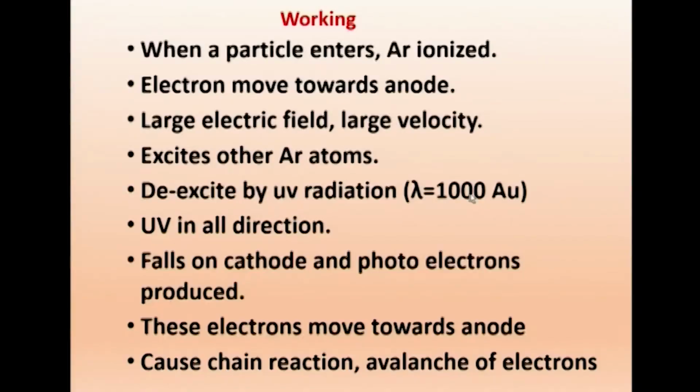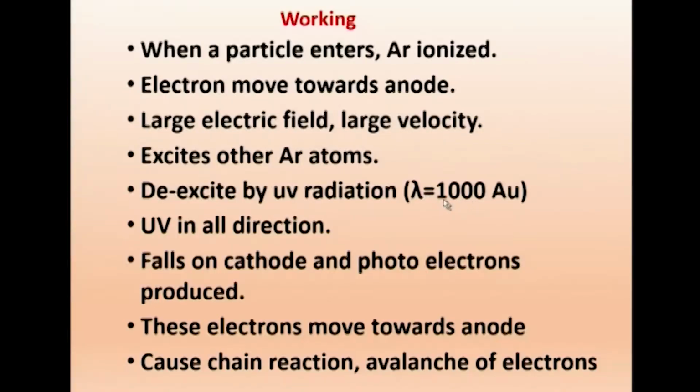For visible light, we know it is about 4000 angstrom units. The visible range will be 4000 to 6000 angstrom units. 4000 corresponds to violet light, and 6000 corresponds to red light. Now ultraviolet will be below 4000, around 1000. So for the Ar atom, when it excites and de-excites, the radiation is about 1000 angstrom units. This is the reason they have chosen Ar, because characteristically it is able to emit ultraviolet radiation.